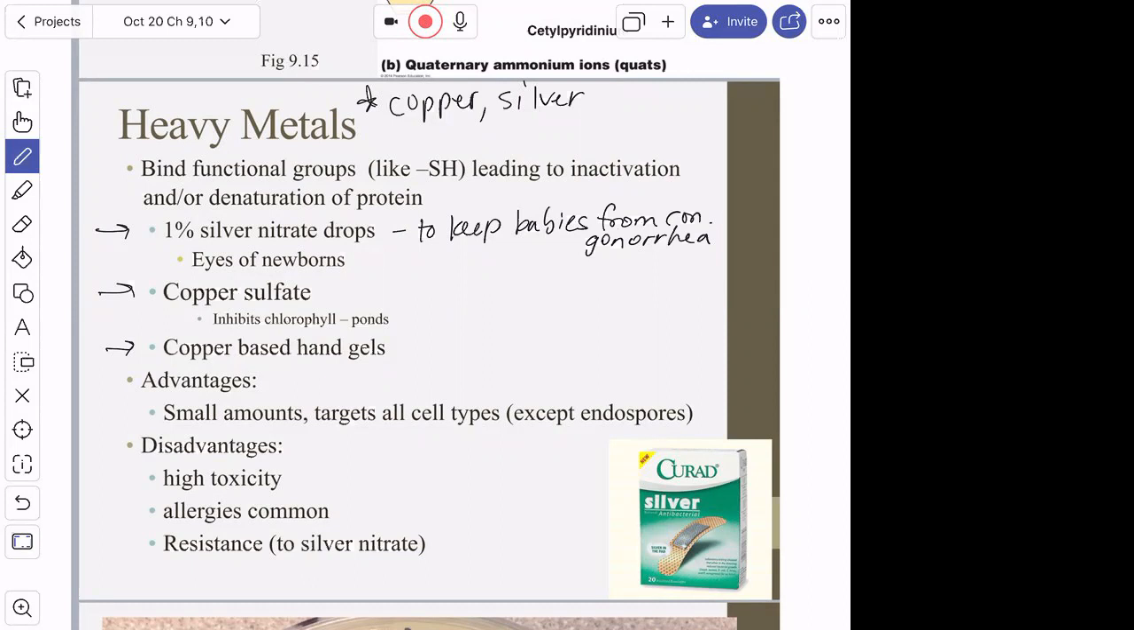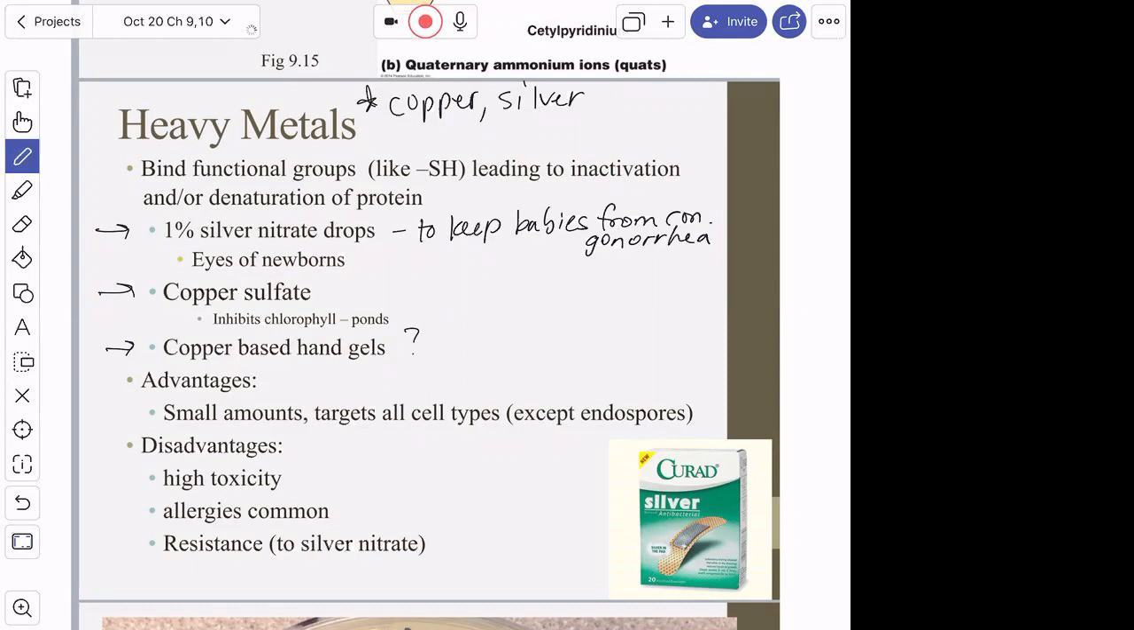I couldn't find any of that on the market anywhere, so I don't know if those are still available or not. So again, not a lot of uses of heavy metals. You do use them in very small amounts, and they do target all cell types, of course, not endospores. One other use I've seen on the market, cleaning rags that have silver infused in them. I don't know how effective those are, but again, that's because of the antimicrobial properties of silver.